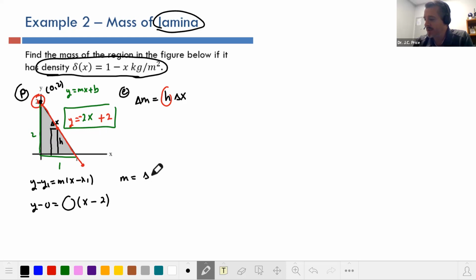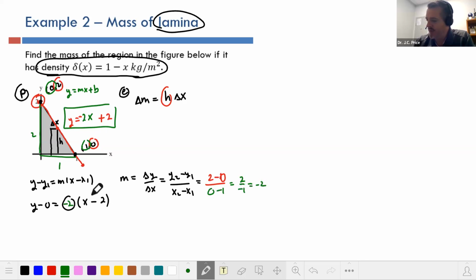M is equal to delta y over delta x. Or if you want to use this formula, y sub 2 minus y sub 1 over x sub 2 minus x sub 1. So I'm just trying to compute the slope here. And I have a second point right here, which is 1, 0. So what I can do is take the difference in the y's, so 2 minus 0, and then divide by the difference in the x's, so 0 minus 1. So 0 minus 1, which is 2 over negative 1, which of course equals negative 2. And so I get negative 2 here.